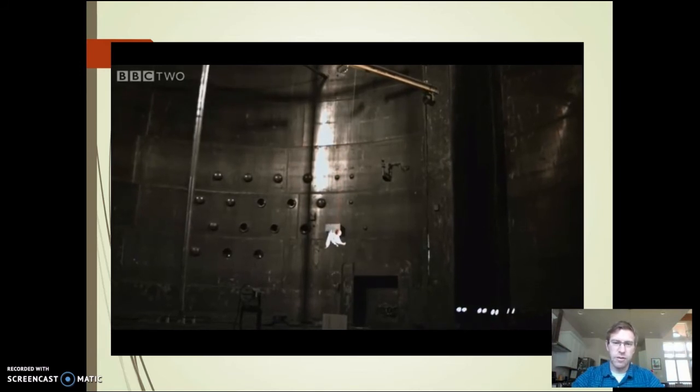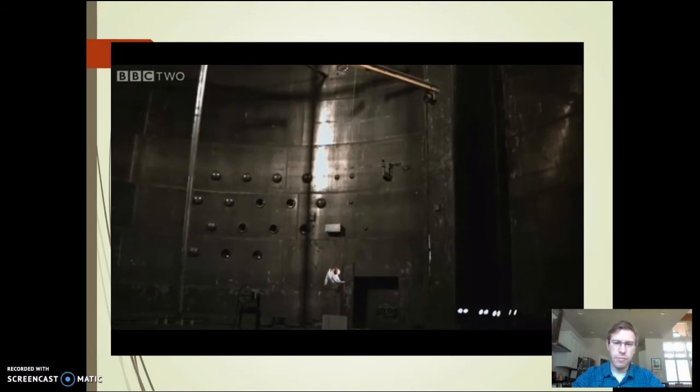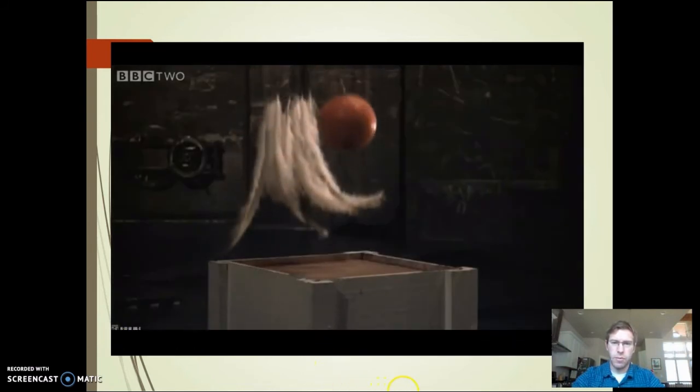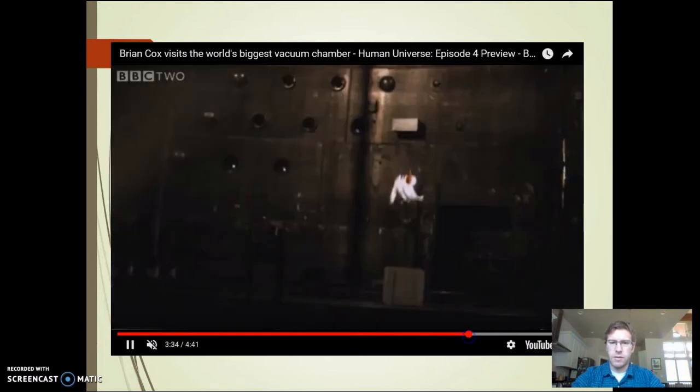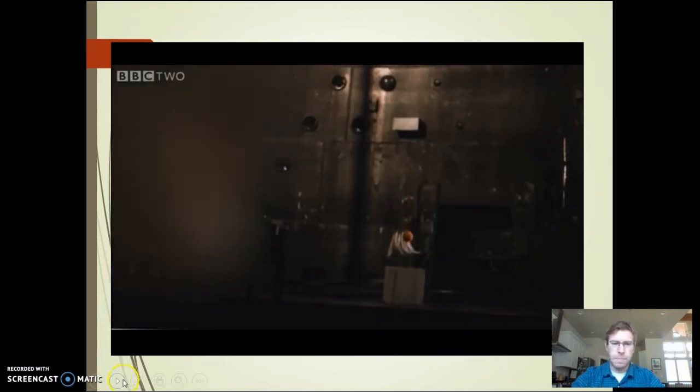Look at that. Those feathers are falling at the exact same rate as that bowling ball. Boy howdy, that is amazing. So really, really cool demonstration of what's going on there. They fall at the exact same rate.